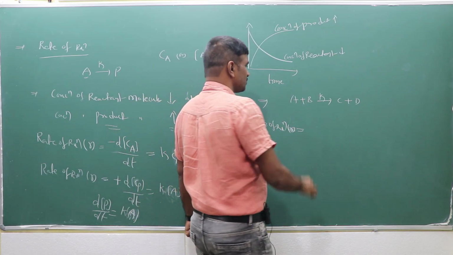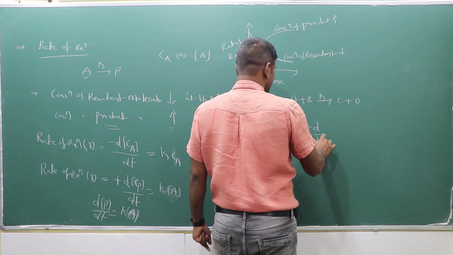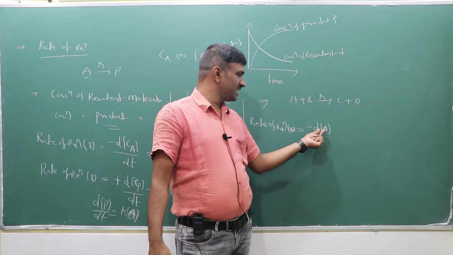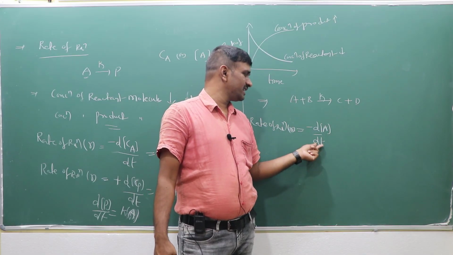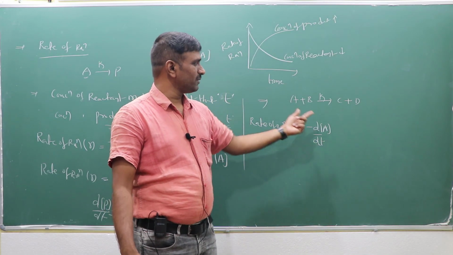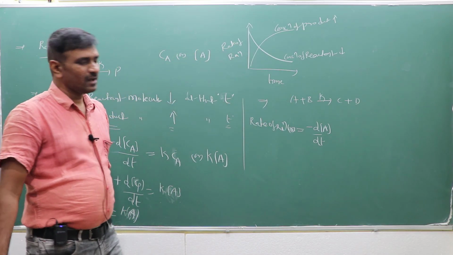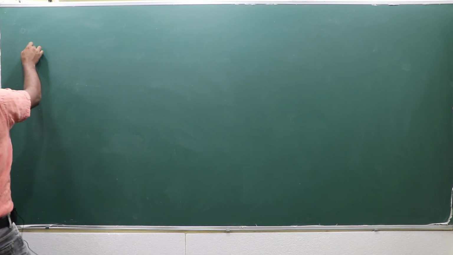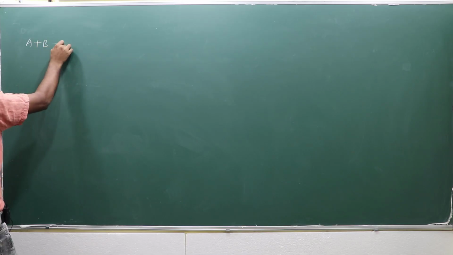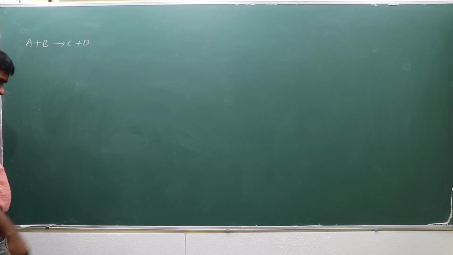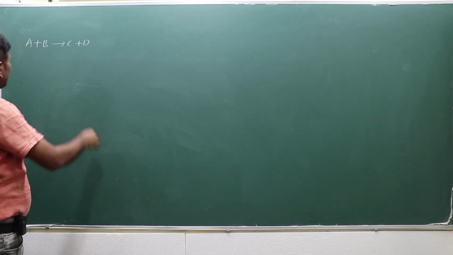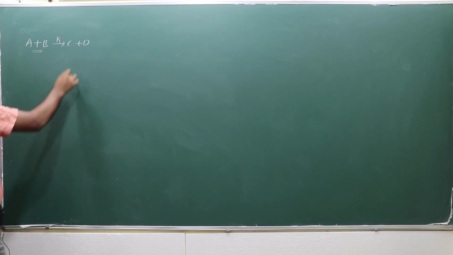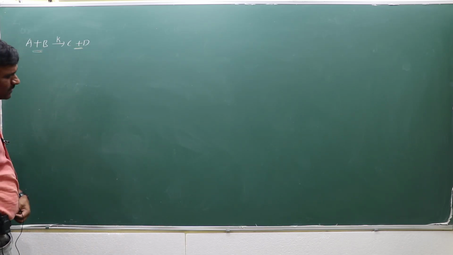So A plus B is there. The concentration of A decreases with a given time, so dA by dt, or minus d of Ca by dt. We have to use Ca or A, whatever the notation for concentration may be. Take the reaction A plus B gives C plus D, with rate constant K. This side is the reactant molecules and this side is the product molecules.